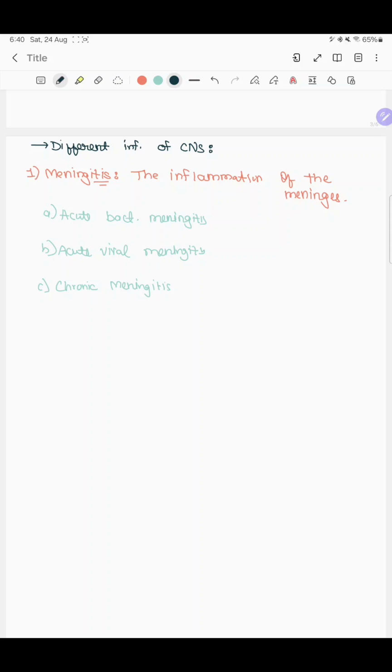Okay. The second type of infection is encephalitis. There are mainly encephalitis cases which are caused by viral agents like herpes or rabies, and the third is going to be encephalopathy, which includes slow virus infections or cerebral malarias.